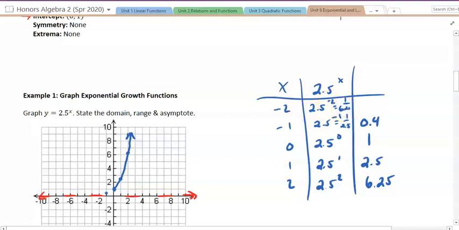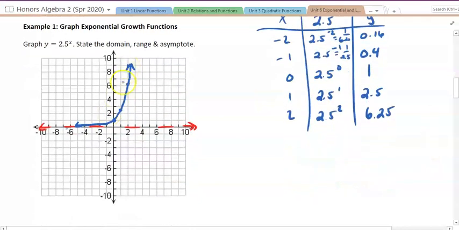Well, 1/6 is about 0.16 repeating, and so this is going to be even smaller than that. And so when we do 1 divided by 6.25, we actually get exactly 0.16. And so this is going to be even closer to my x-axis. And if I were to go to -3 or -4 or -5, this would continue to get closer and closer, but it would never cross. This will come out like so. And so these are my y values. And so this is the graph. The blue is the graph.